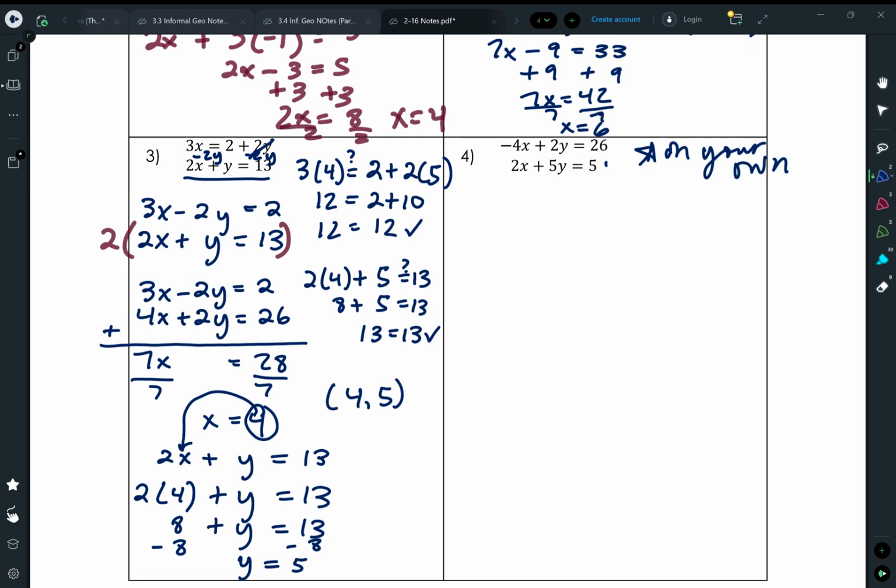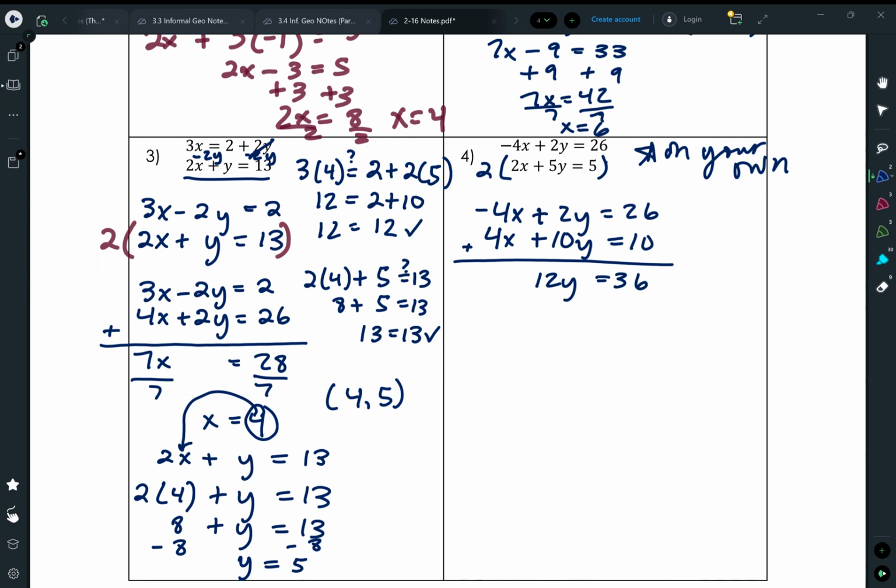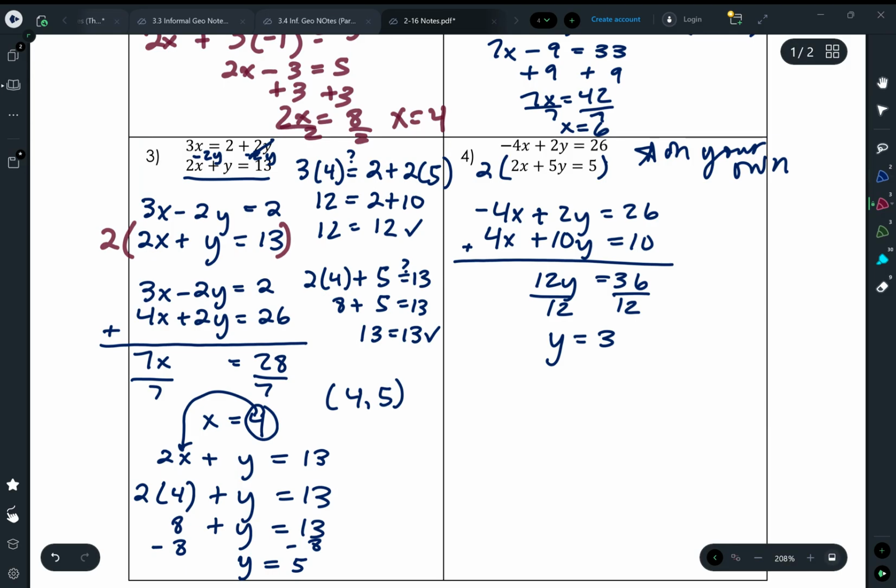So for this last one, there's many ways to solve. I would go ahead and just double the second one so that my x's were zeroing out. My first equation is negative 4x plus 2y equals 26. I'm not changing it. The second one is 4x plus 10y equals 10. When we add together, we have 12y equals 36. Divide both sides by 12. And y equals 3. When I want to find my x, I'm going to use my original up here, 2x plus 5y equals 5.